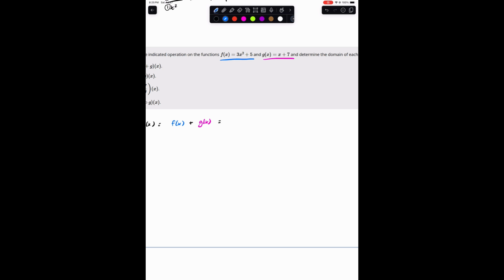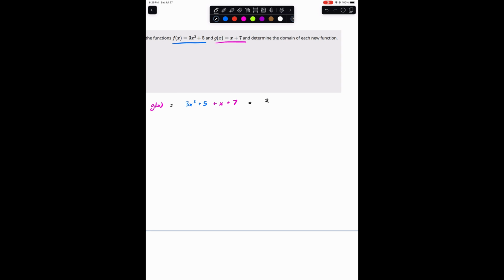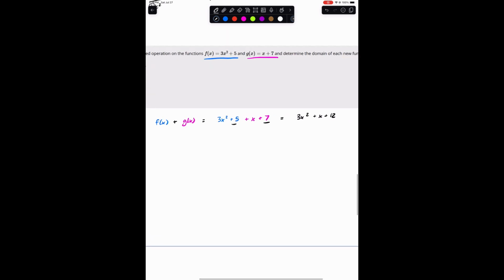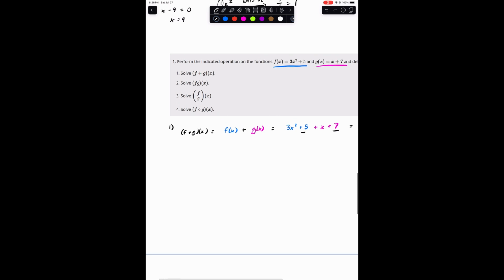And this gives us 3x squared plus 5 plus x plus 7, right? Now we combine the like terms and we get 3x squared plus x plus 12. Okay, so we add these together. There's no denominator, there's no radical of an even root, there's no logarithm of a non-positive base. Our domain here is just everything. Negative infinity to positive infinity, excluded because it's infinities, right?